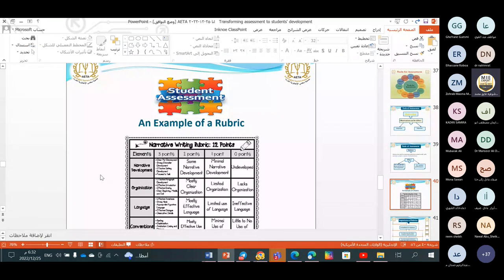For example, the elements here, the narrative development, and he gives you some points here. If he follows all of these things, he will get 3 points out of 12. If he gives some narrative development, he will get 2. Minimal narrative development, 1 point. Undeveloped, meaning it is not good, he will get 0. Then organization, language, conversation, etc. And these are the things that are related to a rubric.